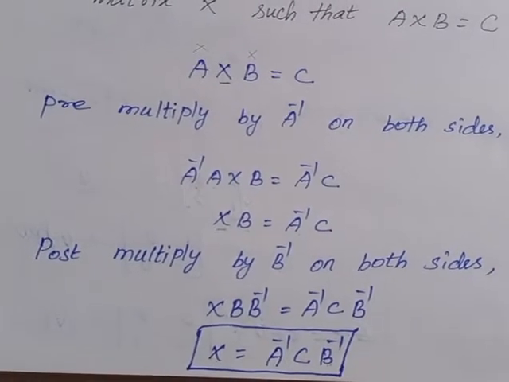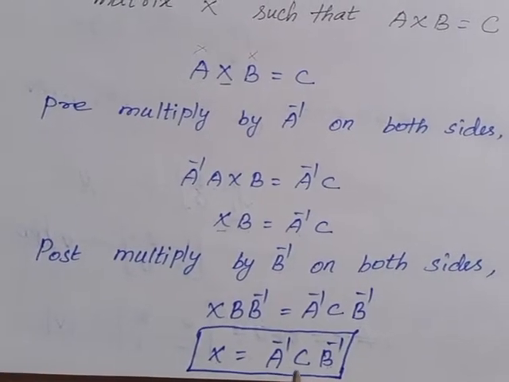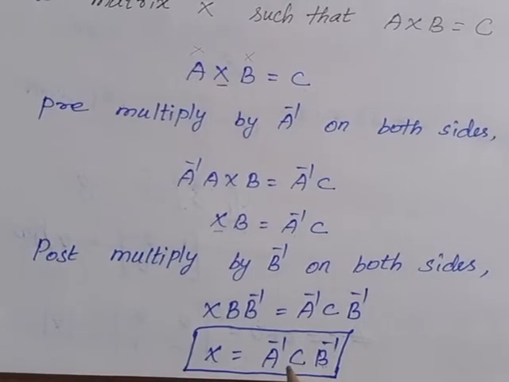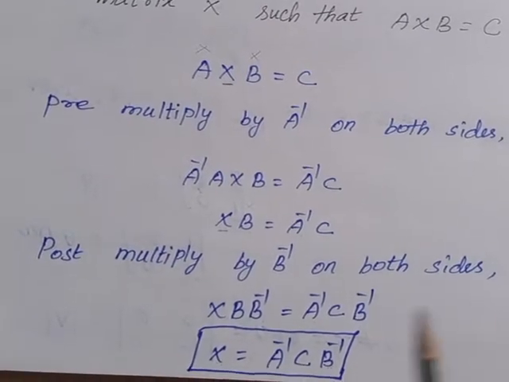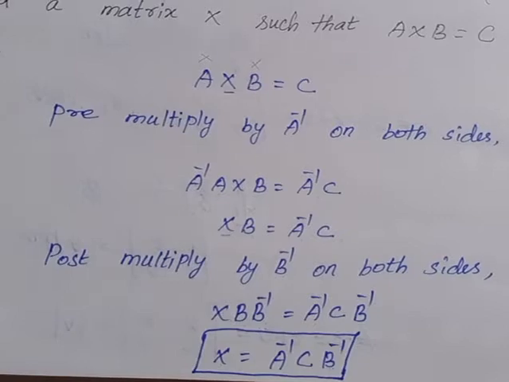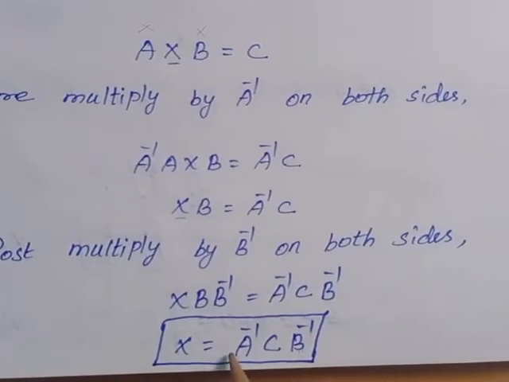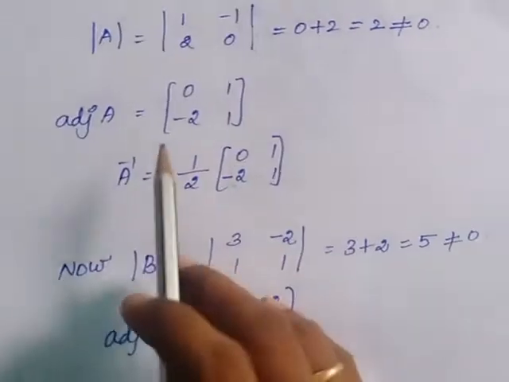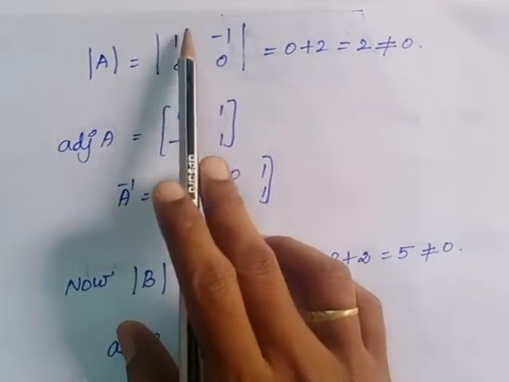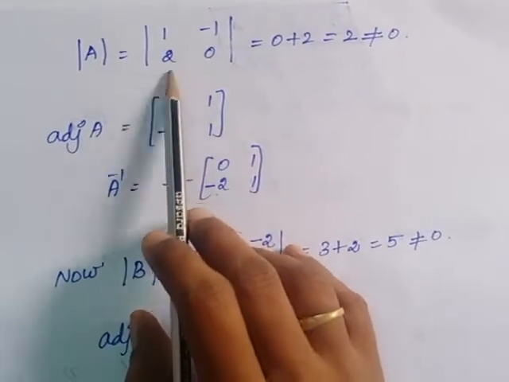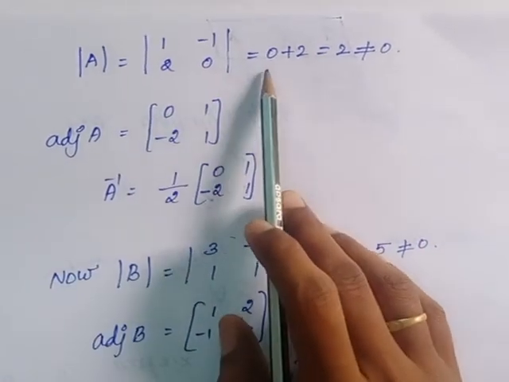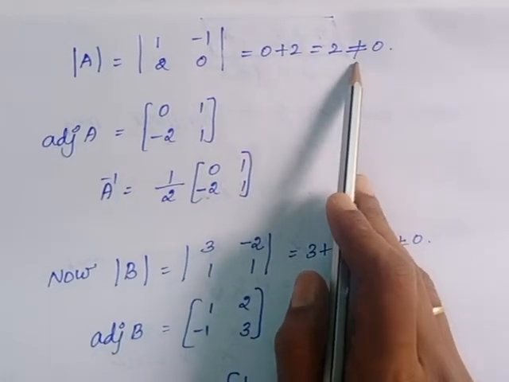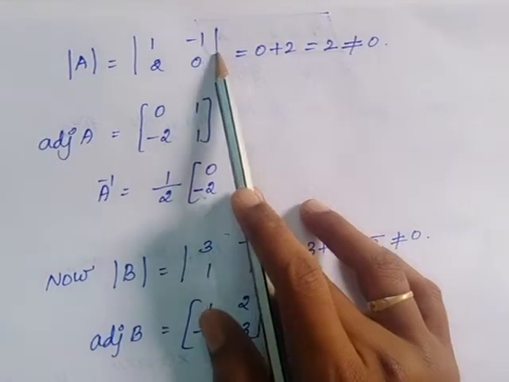So if you want to find the matrix X, it is enough to find A inverse C B inverse. That's all. So first you have to find the matrices A inverse and B inverse. First we have to find determinant A, equal to the determinant of 1 minus 1 2 0. Expand this determinant, we get the answer is 2, which is not equal to 0. Then the matrix has an inverse.